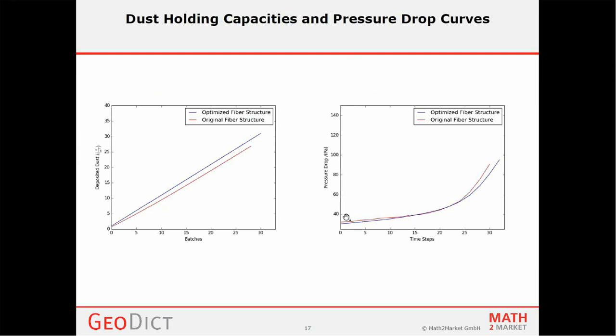And last few graphs, the original structure is red. We see the pressure drop is slightly better than the optimized, higher than the optimized structure. And here for the optimized structure, we have more deposited dust. Yes. Those are the results, so you don't get bored if we now show you how you can achieve those results.